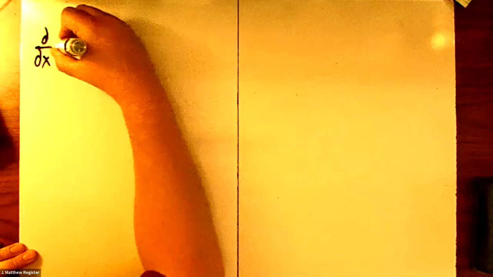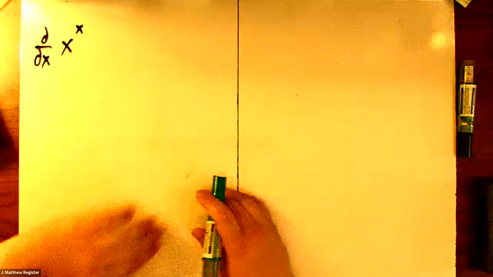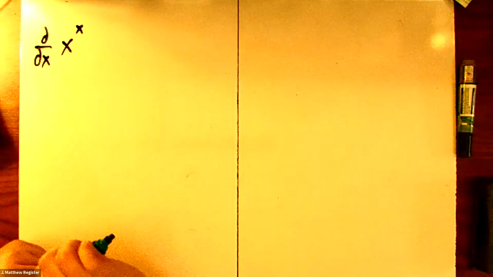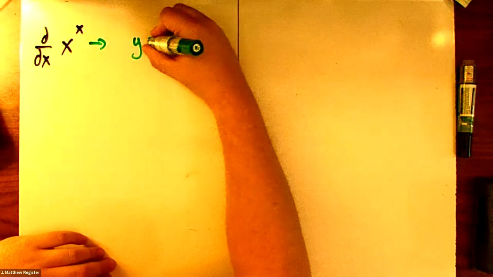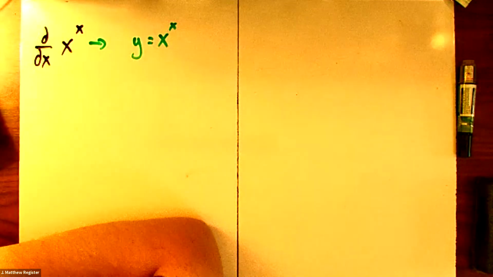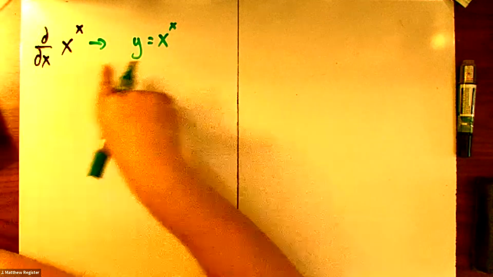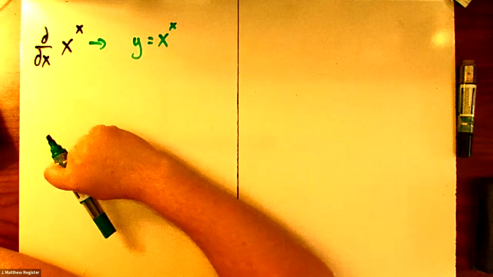I wanted to find the derivative d dx of x to the x. Like I said, we don't have the technique to do this straight away. We don't have a formula, I should say. But what we can do is we can set y equal to x to the x. And then all we have to do is figure out what dy dx is. And if we figure out what dy dx is, that'll give us the derivative of x to the x.